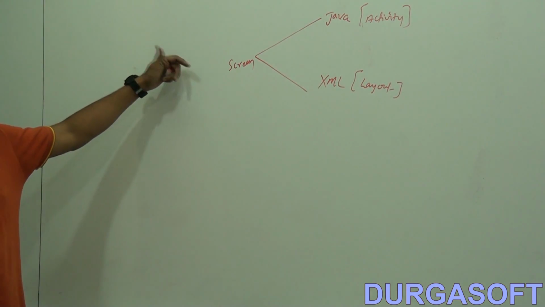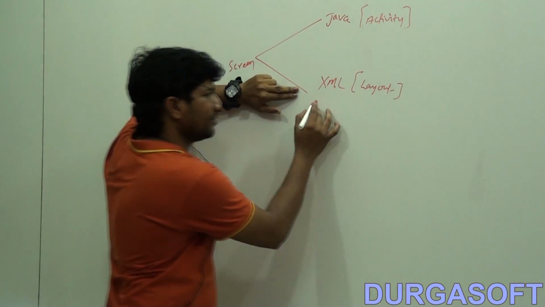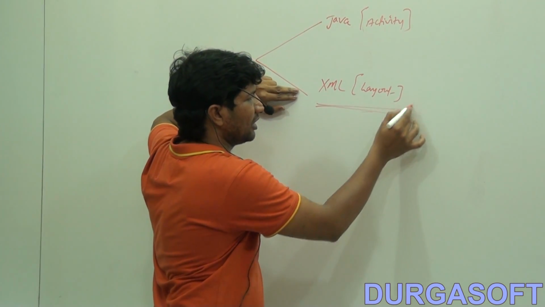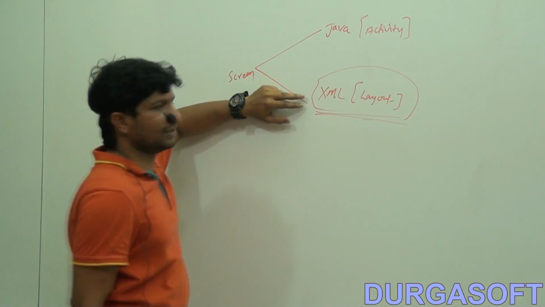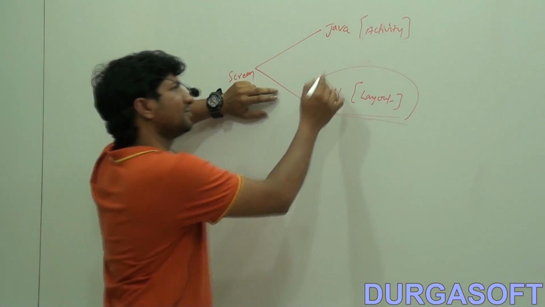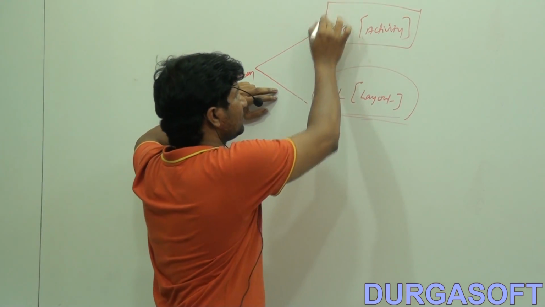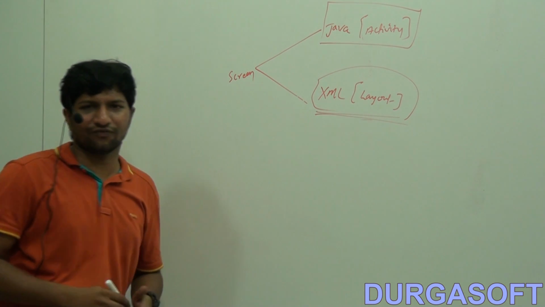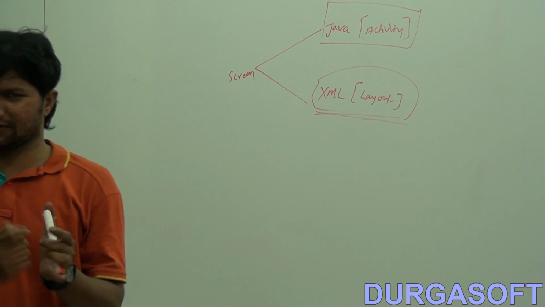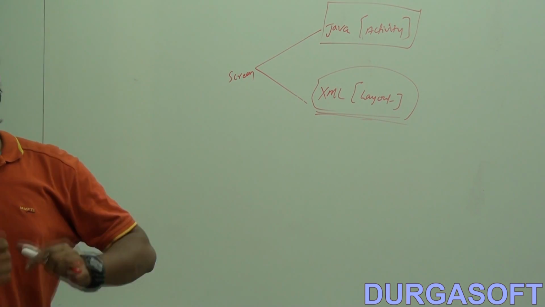In the previous video, I explained the XML part: what is XML, and how to create the XML file in Android. In this session, I'll explain the Java part. The Java file is called an activity.